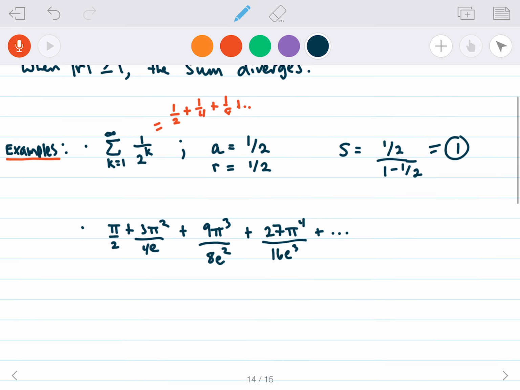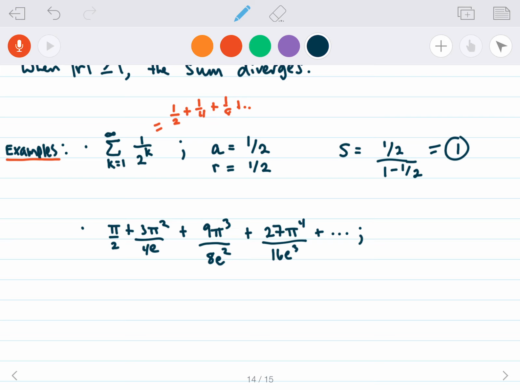On the other hand, this guy is not going to have a sum. It's going to diverge. Here our a is 1/2, and we said that our common ratio was 3 pi over 2e. And the absolute value of this guy is going to be bigger than 1, and so the series diverges.